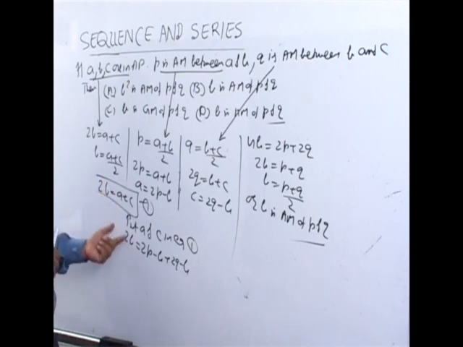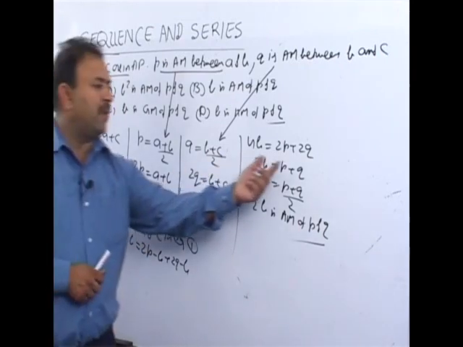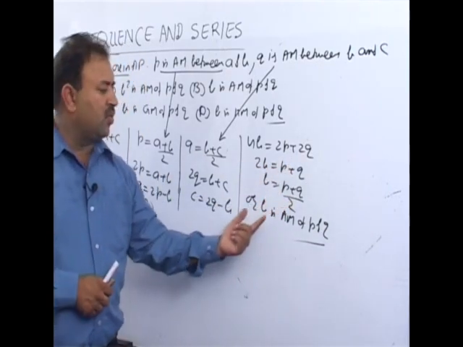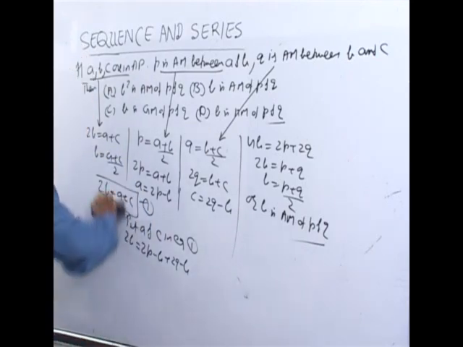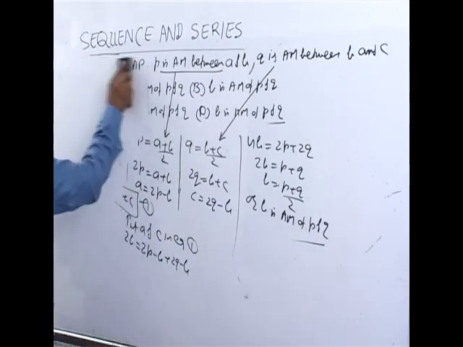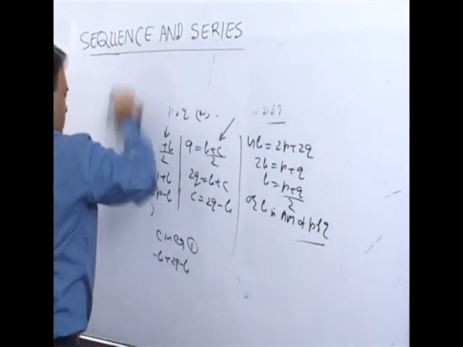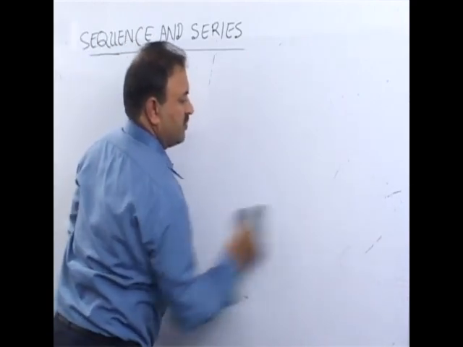Substitute over here. I got 2B is this one, or 4B is equal to 2P plus 2Q. Dividing by 2, B is P plus Q by 2. So B is arithmetic mean of P and Q. This is all about your arithmetic progression. In the next lecture, we will start with geometrical progression.